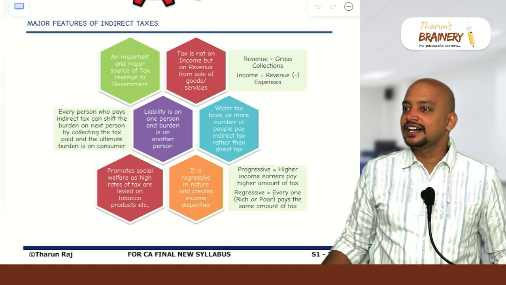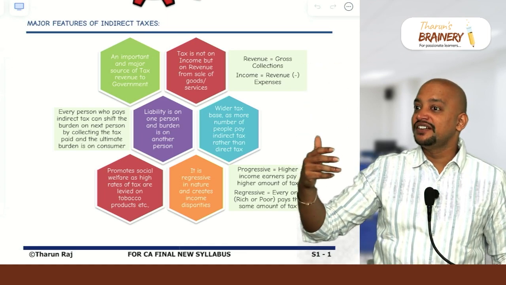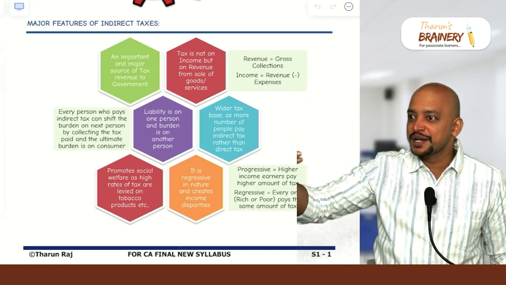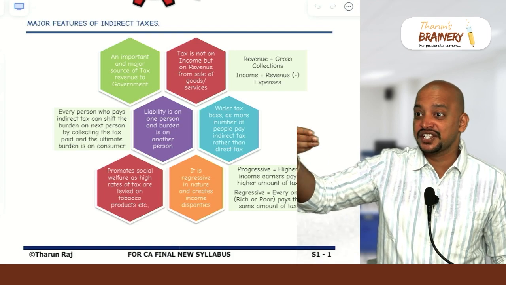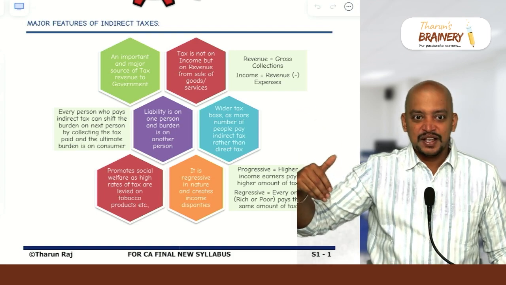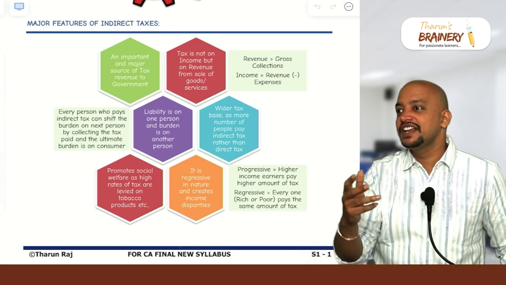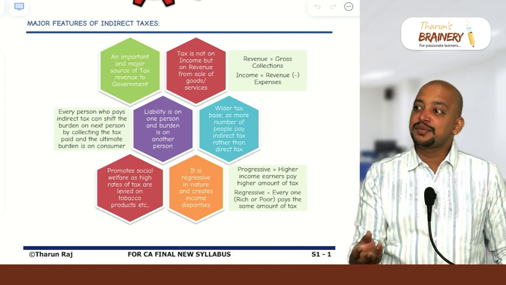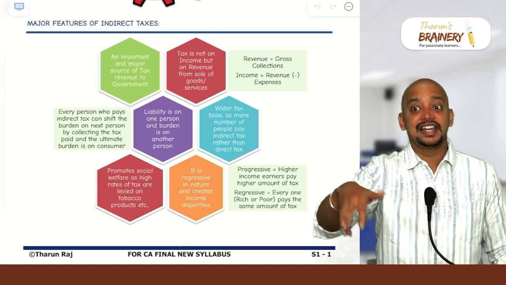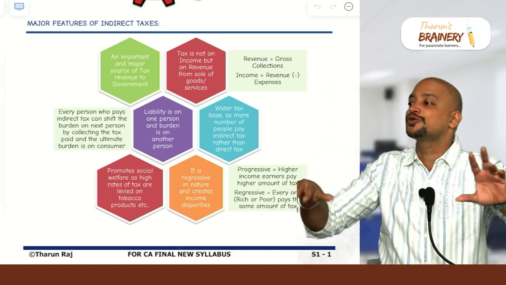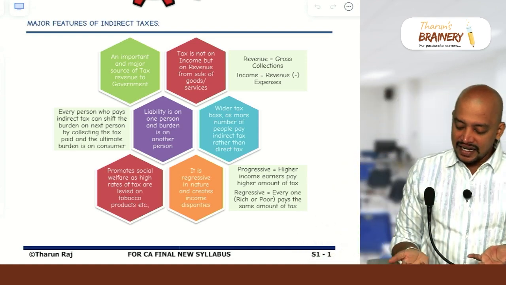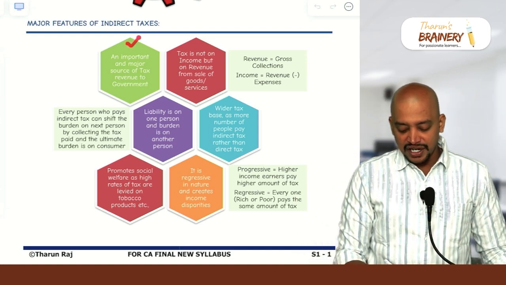In income tax we have DTAA. If the same income is getting taxed in one country and another country, we have double taxation avoidance agreements. But in India we don't have anything like that for indirect taxes. The same transaction may have both indirect taxes, and more than one indirect tax is also possible. Are you getting this? Then the remaining points are general. It is a major and important source of revenue to government.